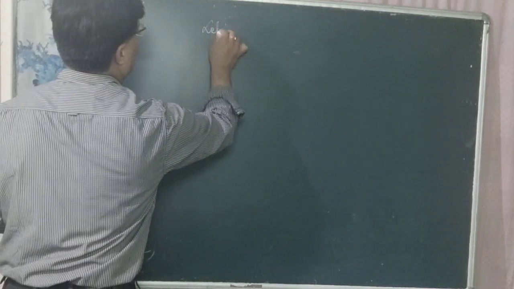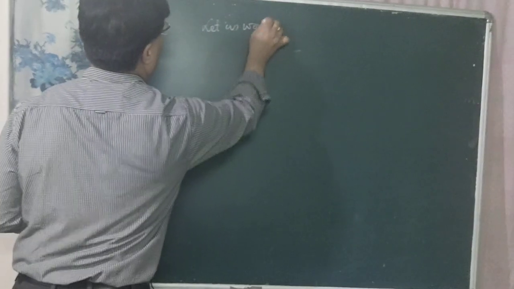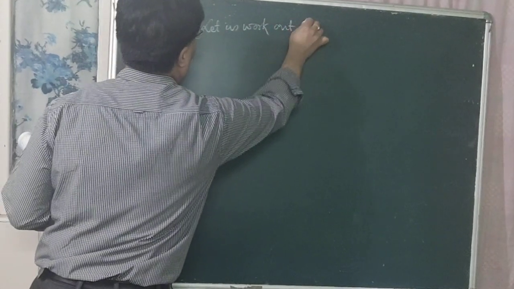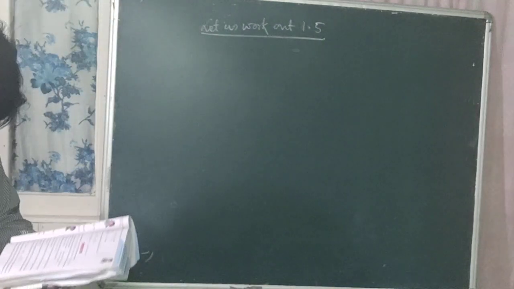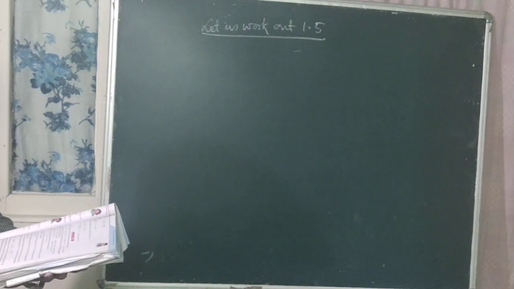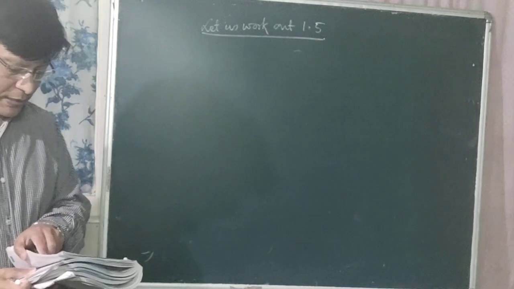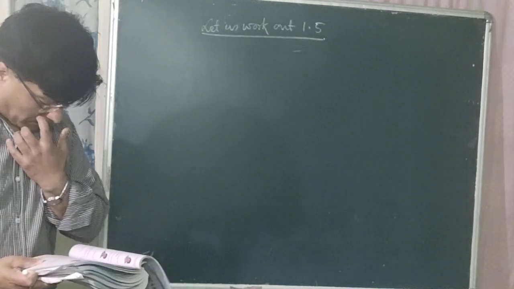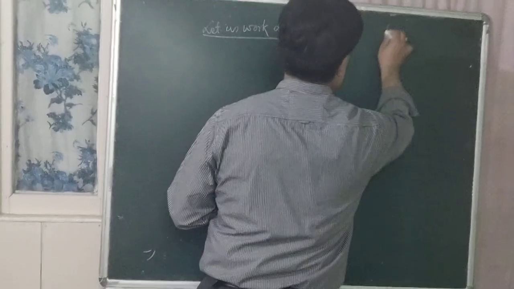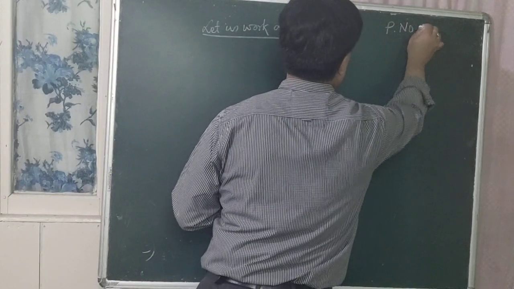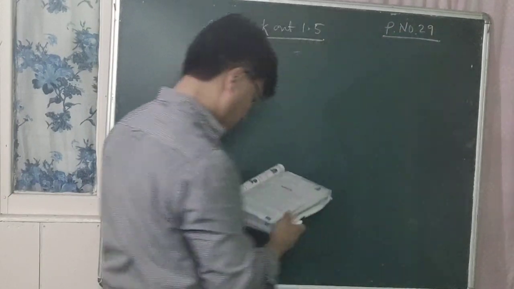Now let's work out 1.5. You can write the page number also from the book Ganit Prakash, class 10. Page number 29.